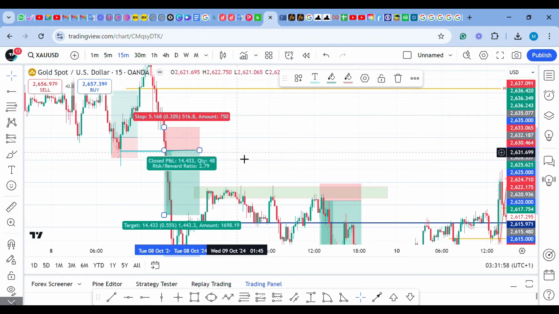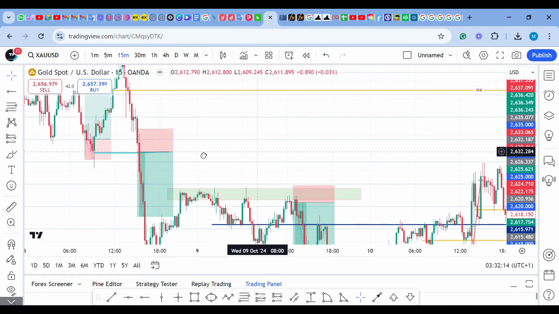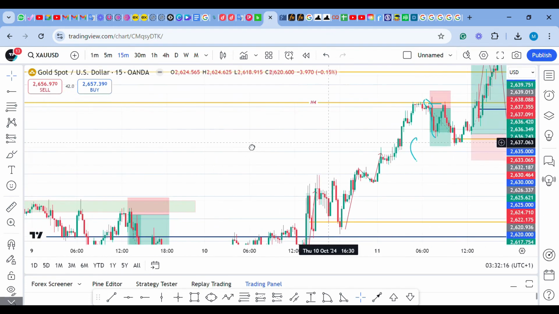I normally use these ones only during news. Like when I know this is news, immediately this candle breaks this level, it will continue selling. I normally use it on news when I'm trading news. Then now let's go to the chart.